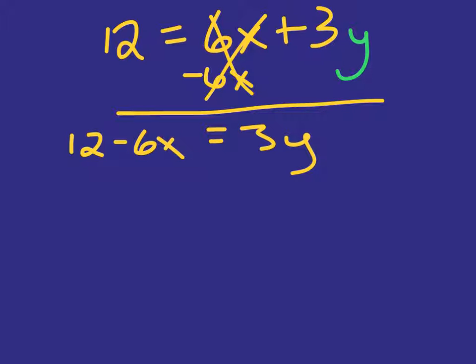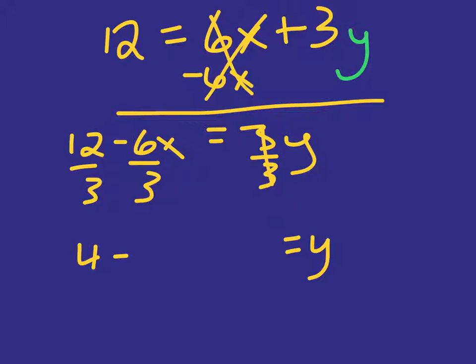And then we have to divide by 3 to undo the multiplication. So that cancels it out over here. We're left with y. And then we'll have 12 divided by 3 is 4, the negative. And then we got 6 divided by 3 is 2x. So your answer, I'm going to rewrite it in the correct form. y equals 4 minus 2x should be your correct answer.